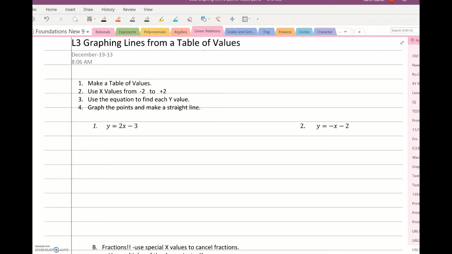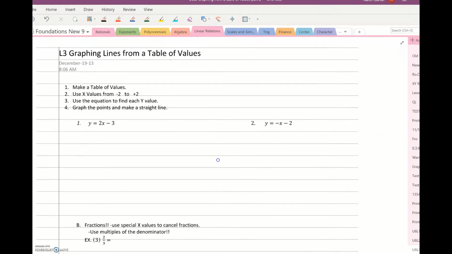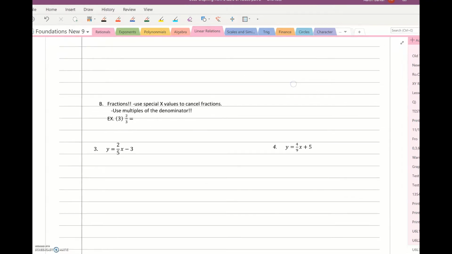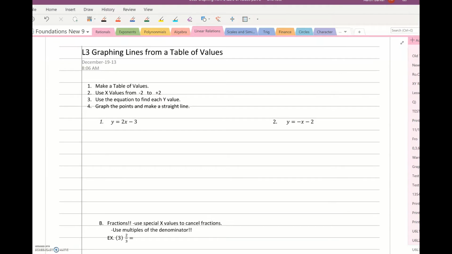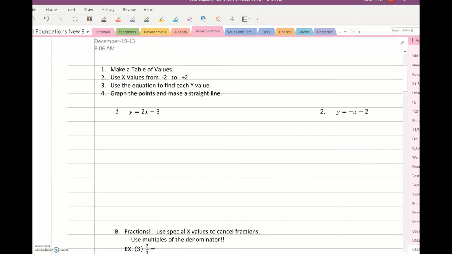Okay, so today's lesson is the full meal deal on how to graph lines when you're given an equation using a table of values. Real quickly, here we have y equals 2x minus 3. First thing we want to do is make a table of values. We want to use enough points, and we want to use -2 to +2 if we have an integer for our rate of change.